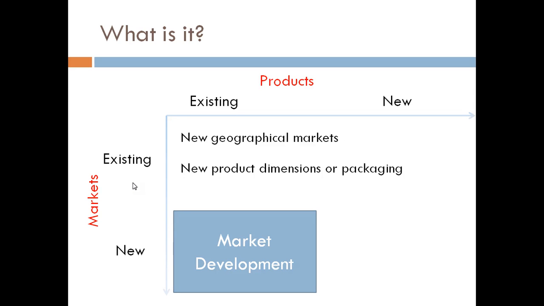You can also give new product dimensions or packaging so that such new dimensions or packaging appeals to different segments of a market. So you can still be in Ghana. You used to serve people who are old, but now you are modifying the products so that you take advantage of the younger generation also. An example I normally use is Colgate toothpaste.